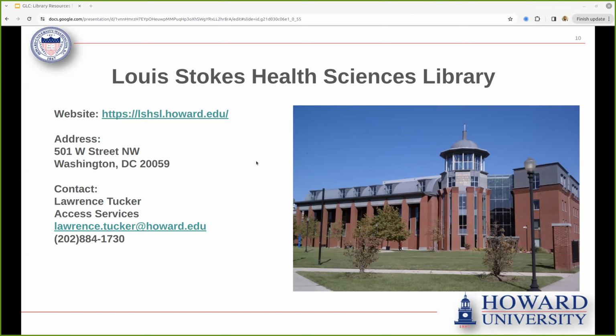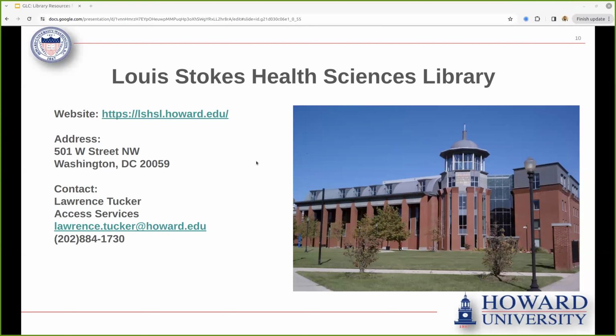And also to let you all know that this library was named after Lewis Stokes, who was a civil rights pioneer, and he advocated for disparities within the minority African American community. And he was also a congressman. And the library opened in 2001. So looks very modern. Yes.